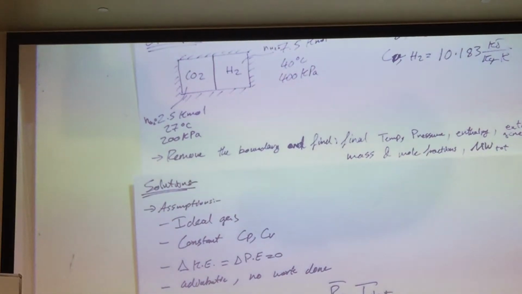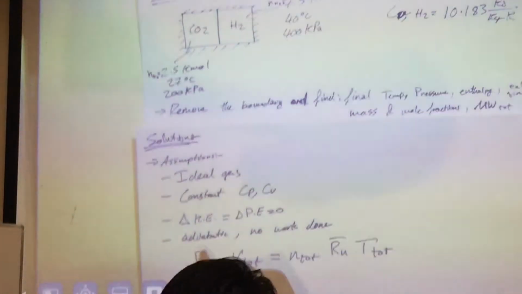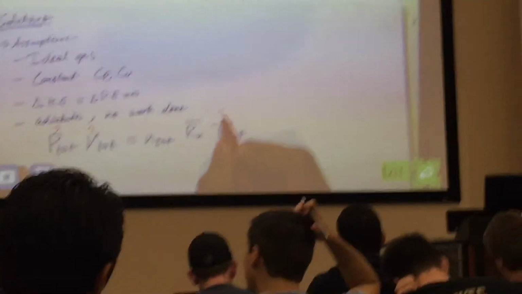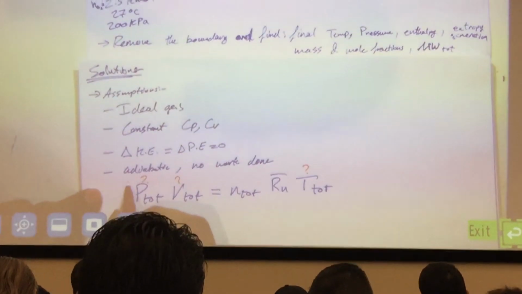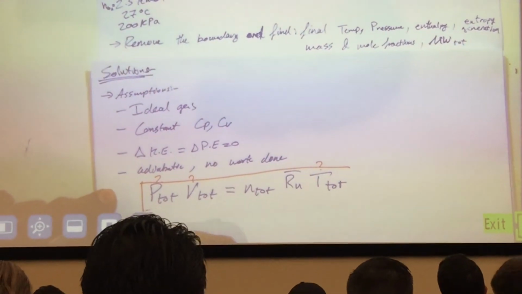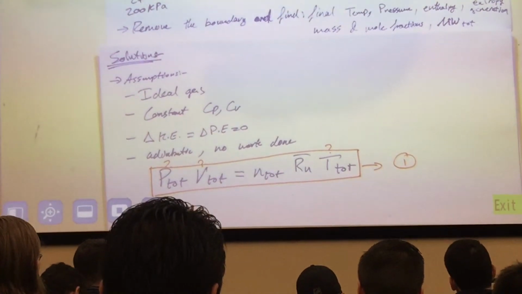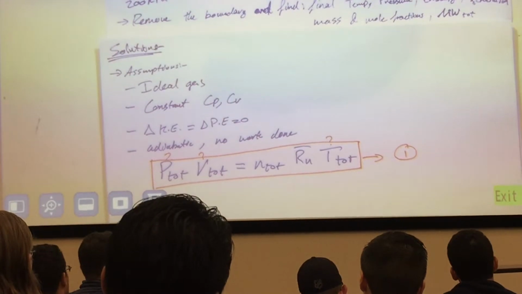What do I really have out of those? Well, I get N total. That's easy. I don't know what P total is. I don't know what the volume total is. I don't know what the temperature total is. So I'm just going to say this is equation 1. I have too many unknowns here, but it's one equation that I'm going to use. Okay, so how do I get some of these properties?